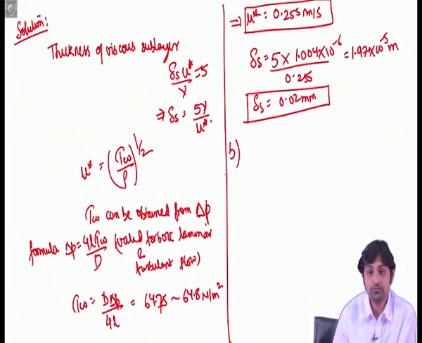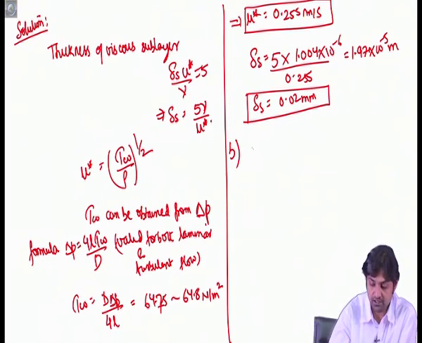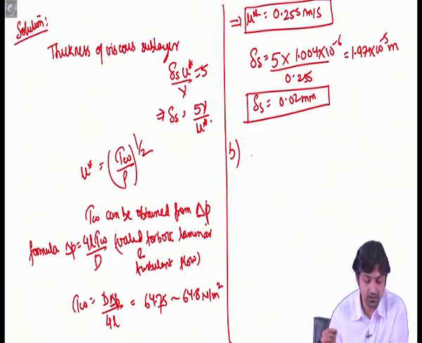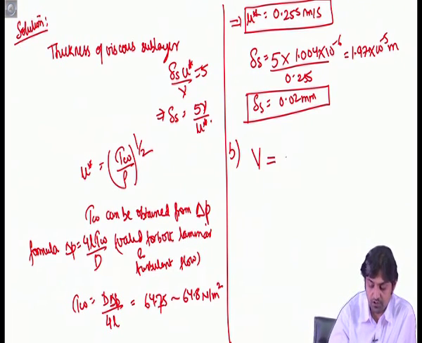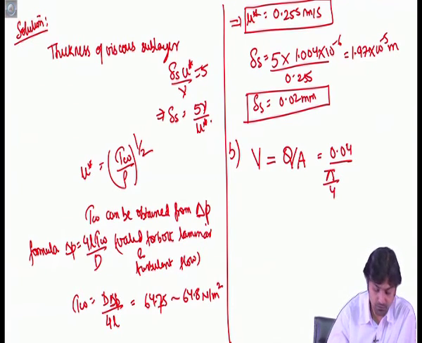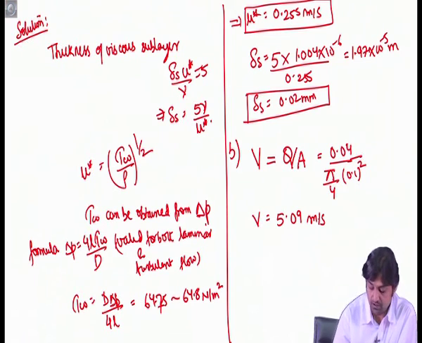Now second, we have to obtain the center line velocity. So we know that the center line velocity can be obtained from the average velocity using that power law velocity profile. First of all, we find the average velocity as V equals Q by A. Q was 0.04, A is pi by 4 into 0.1 squared. So the velocity we are getting is 5.09 meters per second.